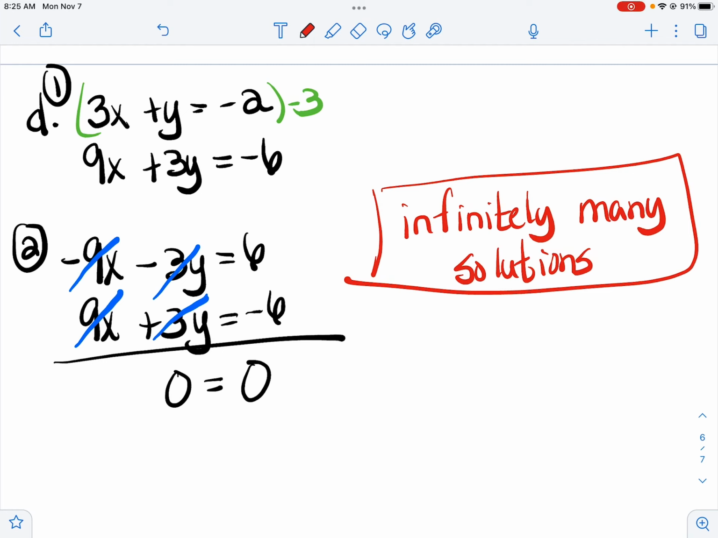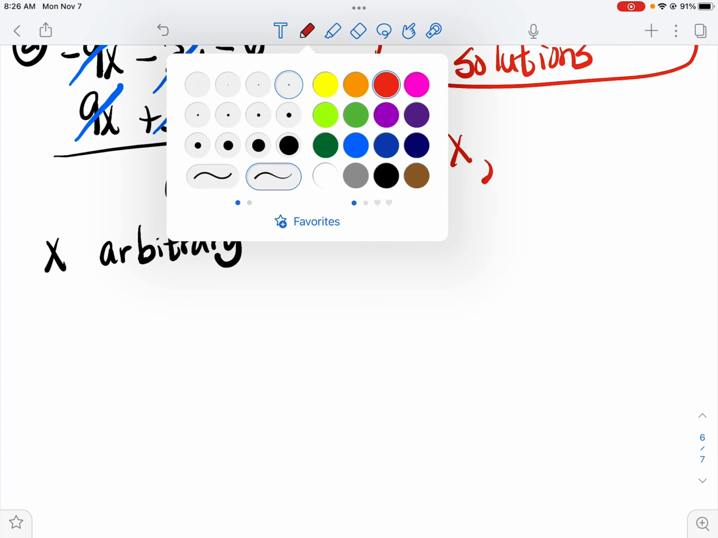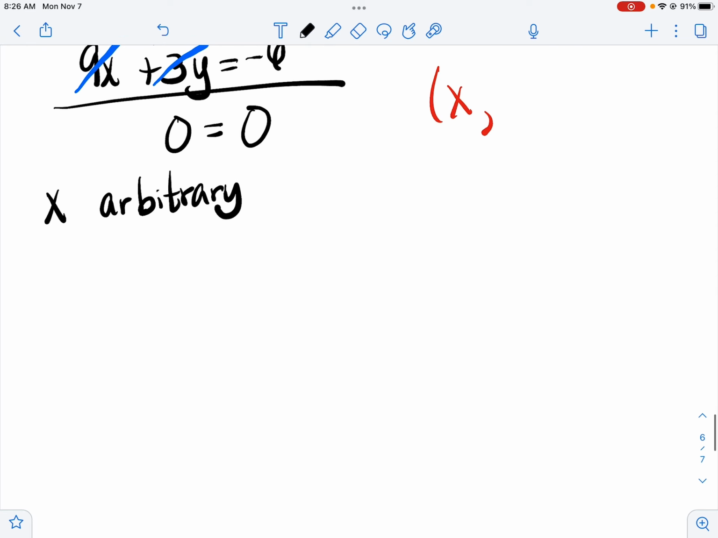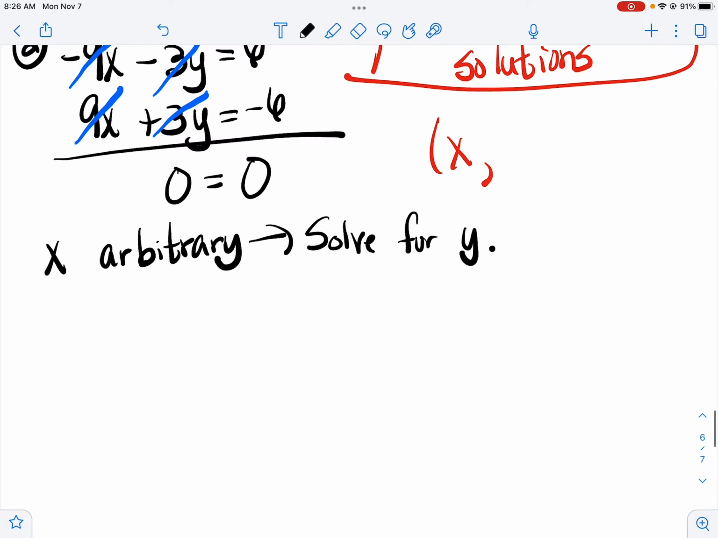Now, Math Labs has some specific directions when we have infinitely many solutions. Math Labs asks us to write the solution set with an arbitrary x. So that means my x-coordinate is going to be x, and I need to write that y-coordinate in terms of x. So that means I'm going to solve for y. Now, if the directions ask you for an arbitrary y, you would solve for x, and you would write everything in your ordered pair in terms of y.